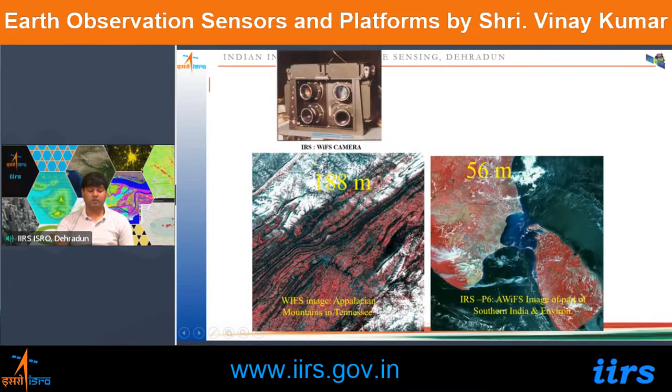This is the WiFS camera, and this WiFS camera is advanced. It is modified, and the Advanced Wide Field Sensor was launched with 56 meter resolution. Earlier it was with 188 meter resolution. So you can see the southern part of India, Sri Lanka, and how the clouds and all are visible. And this is the snow, how it is visible with 188 meter resolution.